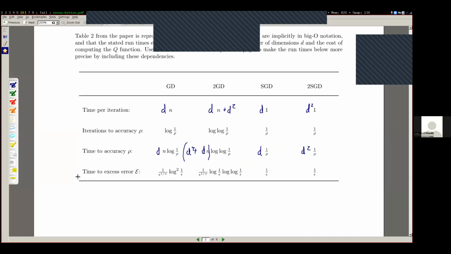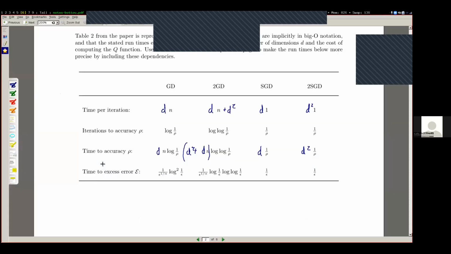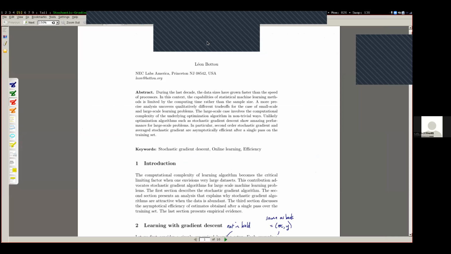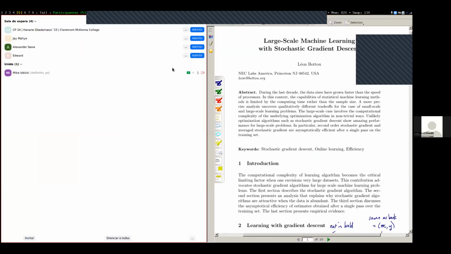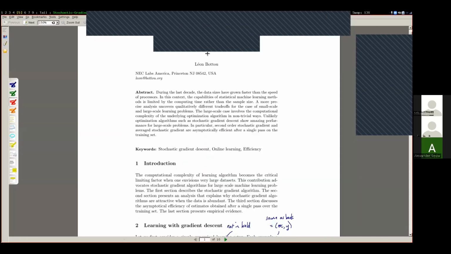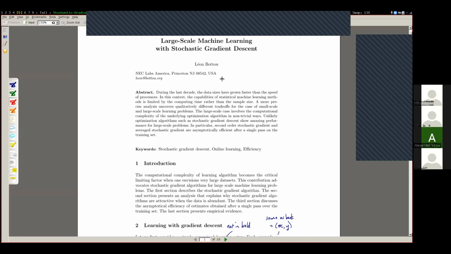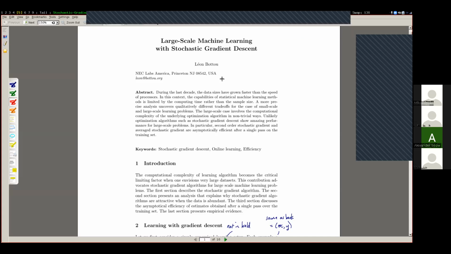Today, we're going to finish up talking about this SGD paper, Large Scale Learning, the optimization from Leon Bottou. And this is the last thing for the midterm.